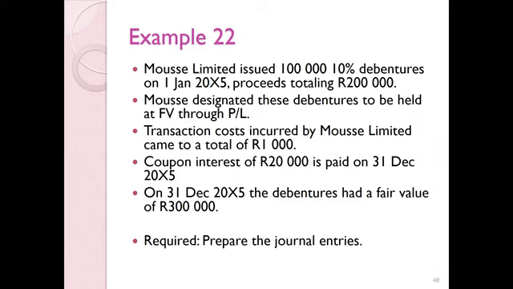Moose designated these debentures to be held at fair value through profit or loss. Transaction costs incurred by Moose Limited came to a total of 1,000 Rand. Coupon interest of 20,000 Rand is paid on the 31st of December 20X5, and on the 31st of December 20X5, the debentures had a fair value of 300,000 Rand.